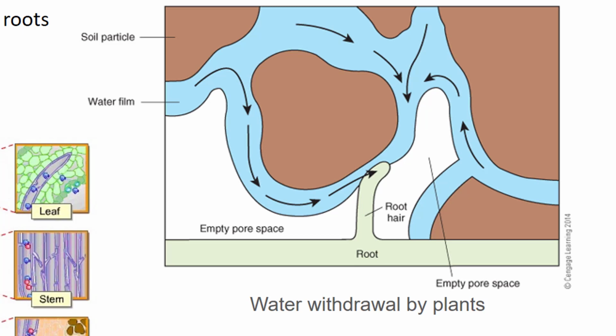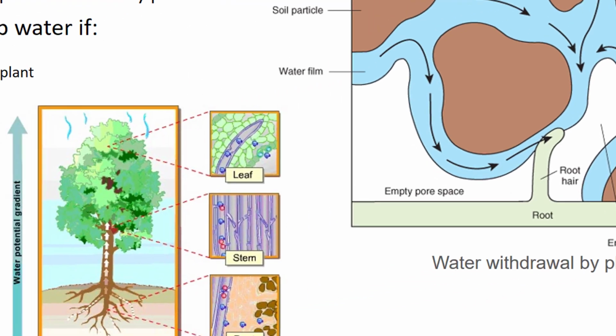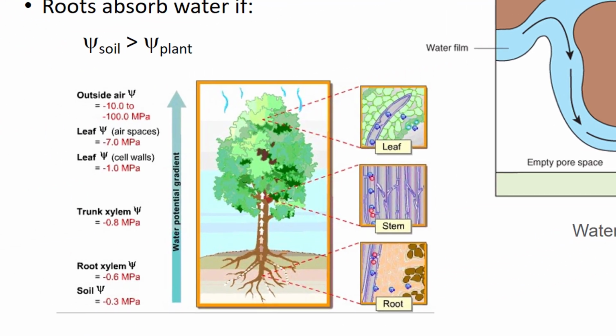As a root hair removes water from a pore, potential falls at that point and water in nearby thicker films flows towards the low potential site where the root is withdrawing water. A plant can be compared to an unbroken column of water, beginning in the soil volume that supplies water to a root and ending in the air outside the leaves.